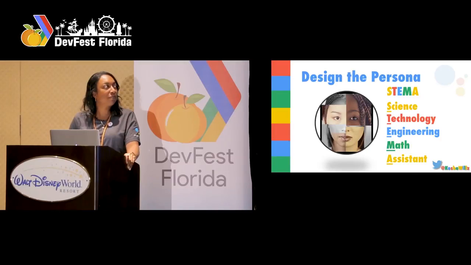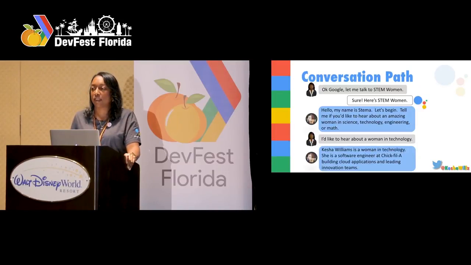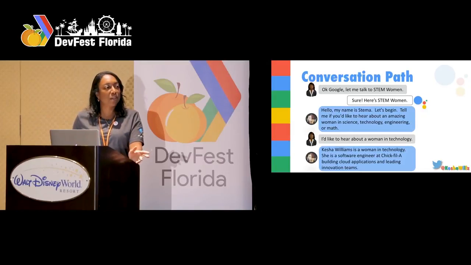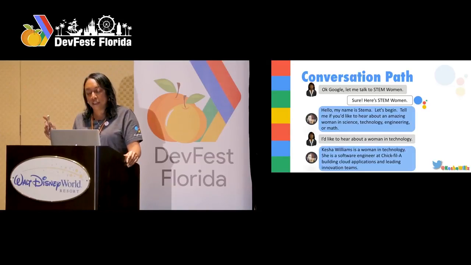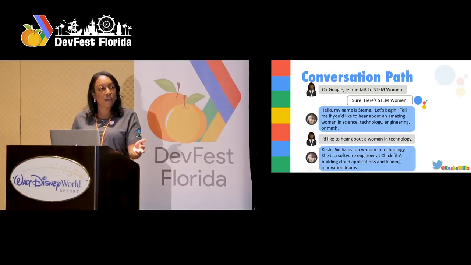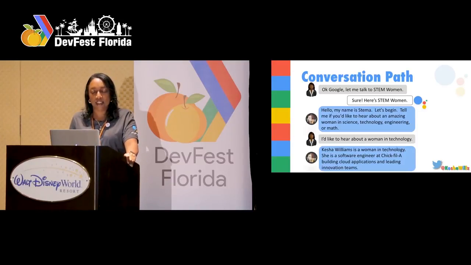So the next step, you build the conversation path. What does that look like? We have a user that says, "Okay Google, let me talk to STEM Women." Then the Google Assistant responds, "Sure, here's STEM Women." And now your persona comes to life. Stemma says, "Hello, my name is Stemma, let's begin. Tell me if you'd like to hear about an amazing woman in science, technology, engineering, or math." That's the demo that we saw. The user responds, "Tell me about a woman in technology." And then Stemma responds with an answer.